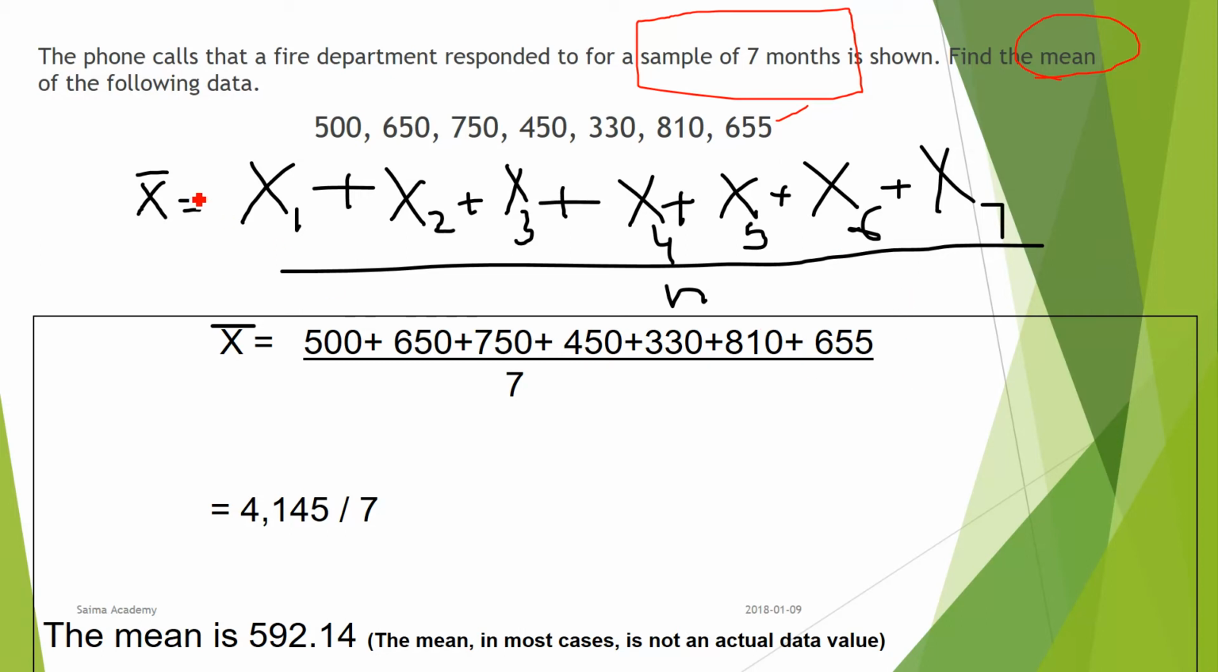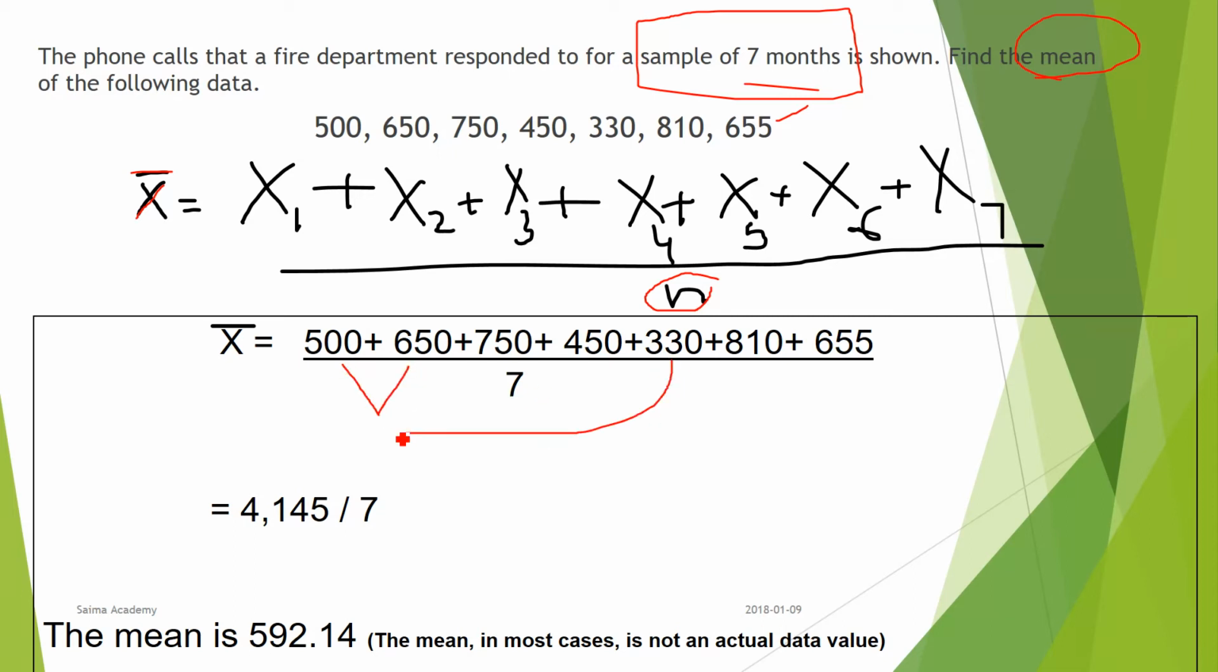So what is the formula? Because this is a sample, we will use x bar, the mean for the sample, equal to x1 plus x2 plus x3 till x7, because we have 7 months, 7 data values, divided by n. So you have to add it, 500 plus 650 plus 750, all this divided by 7, small n. Why 7? Because we have 7 months. So the total is 4145 divided by 7. So the mean is 592.14 calls.